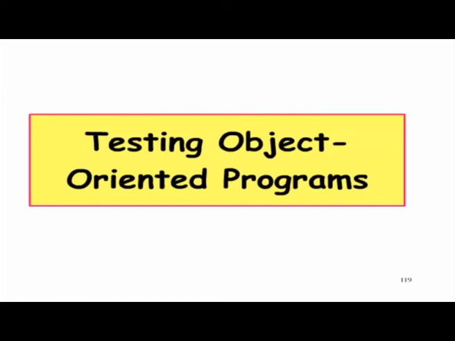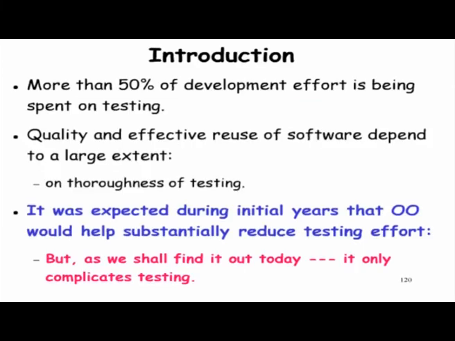Now let's look at how you test object oriented programs. Is it the same way as you test procedural programs? Let's see, not really actually. As you see, testing object oriented programs is a different ball game compared to testing procedural programs. Now let's see the issues that are involved in testing object oriented programs.